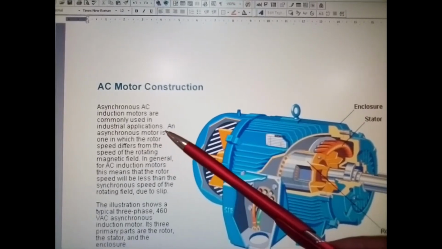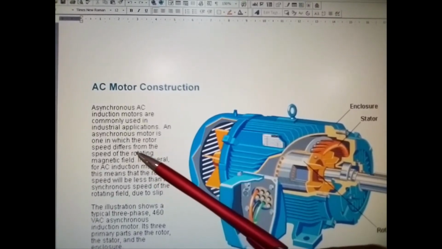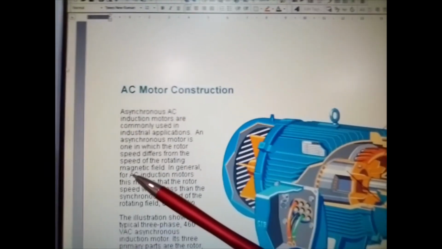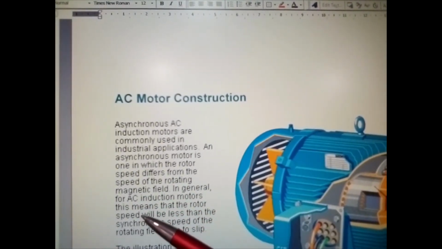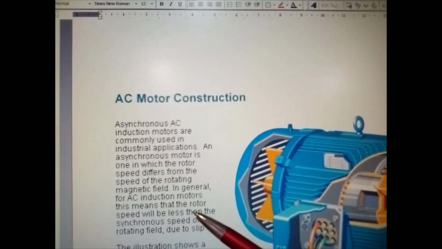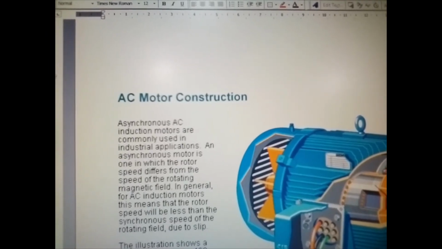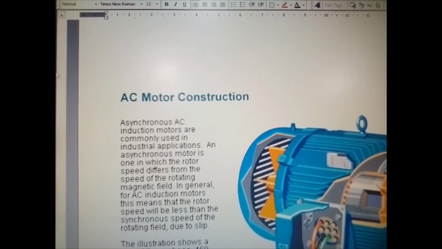Now just recapping, an asynchronous motor is one in which the rotor speed differs from the speed of the rotating magnetic field. So let's go and see this a bit closer. In general, for AC induction motors, this means that the rotor speed will be less than the synchronous speed of the rotating field due to slip. So here we have a slip between the rotor and your magnetic field.